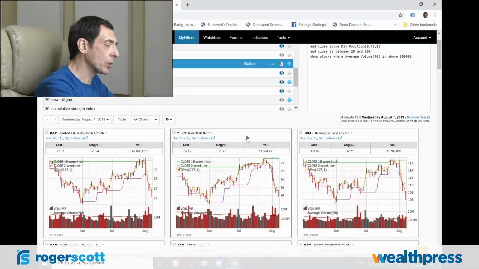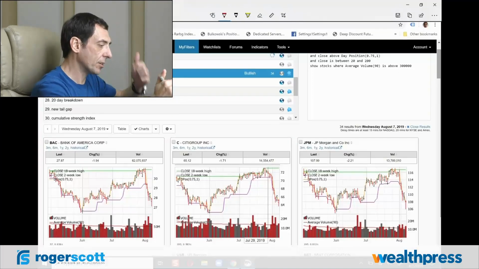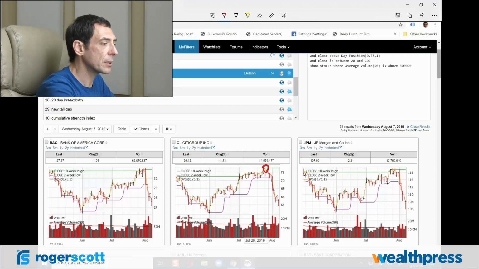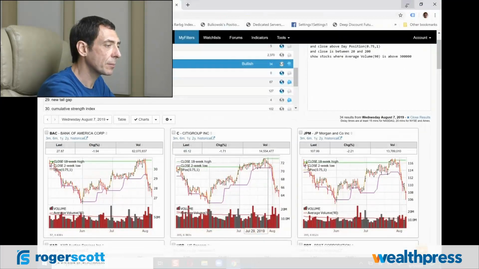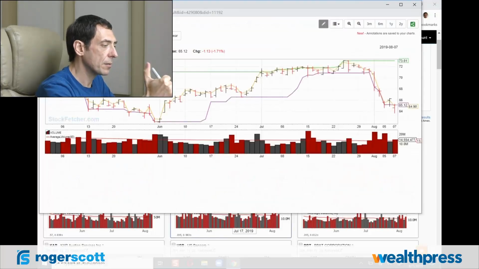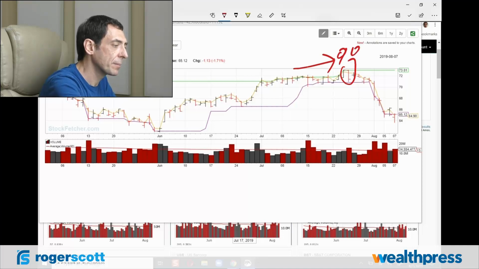And if you look at Citibank, we're looking at Citibank right now. It made a 90-day high. Let me show you this chart here. It made a 90-day high right here. And it made a 10-day low right here. And it turned around. All right? So let me make this chart a little bigger so you can actually see what I'm talking about. Right here. That's the 90-day high, excuse me. That's the 90-day high. And that's the 10-day low.